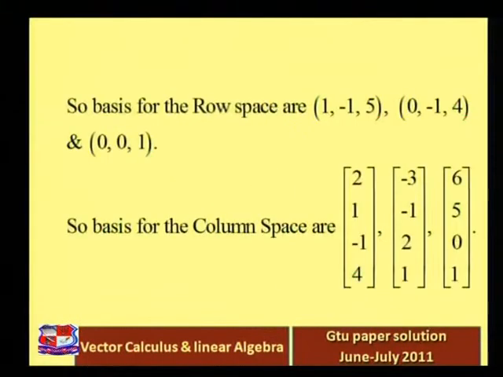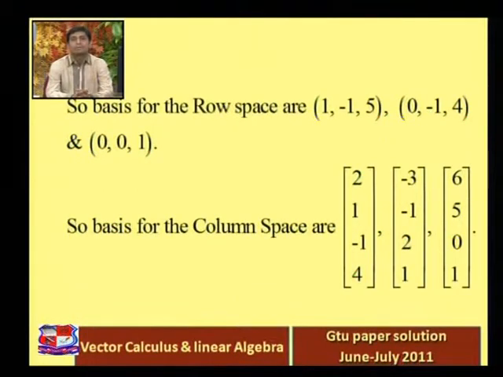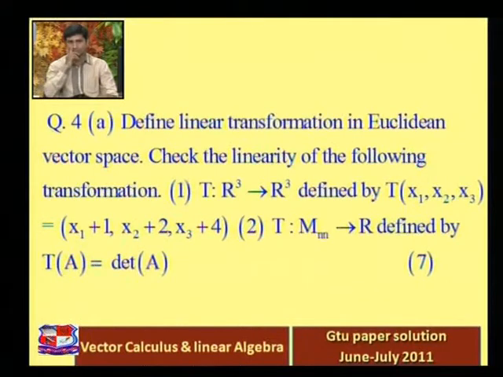So here is our answer. Basis for the row space are 1 minus 1 5, 0 minus 1 minus 4 and 0 0 1. The basis for the column space are nothing but the column vectors of A. So 2 1 minus 1 4, minus 3 minus 1 2 1 and 6 5 0 1. Okay, so question number 3 is complete now.